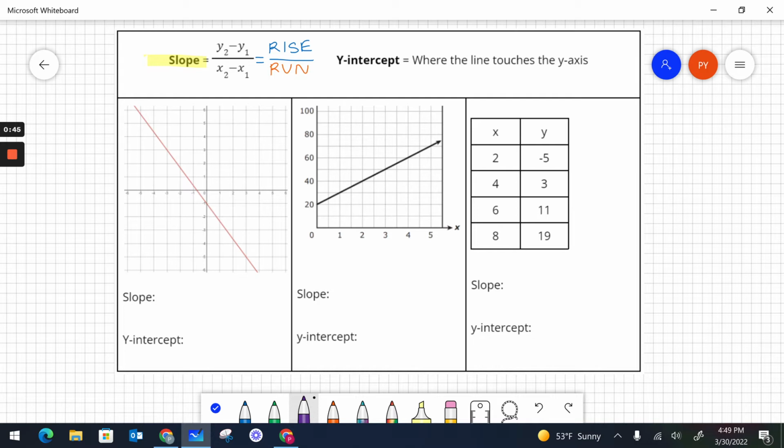The y-intercept of a line tells us where the line touches the y-axis. You can also think of this as being the y value when x is 0. You can also think of the y-intercept as being like the starting point.